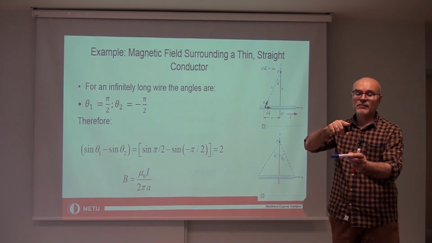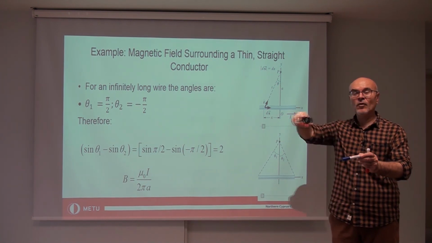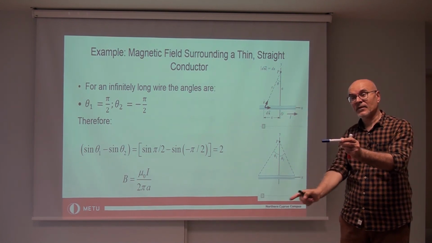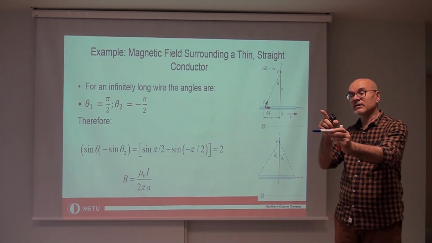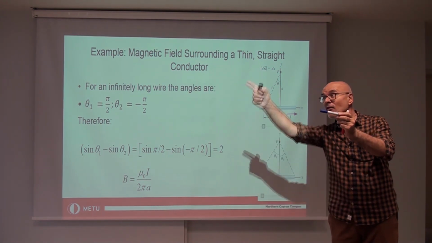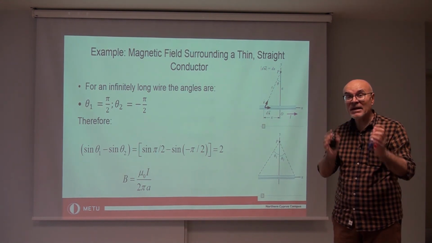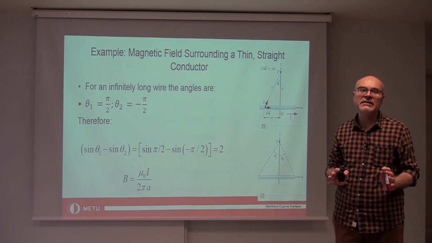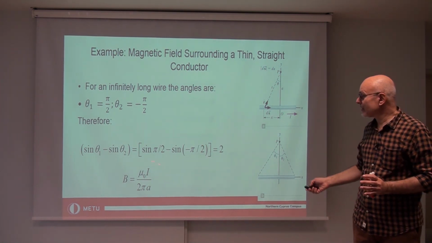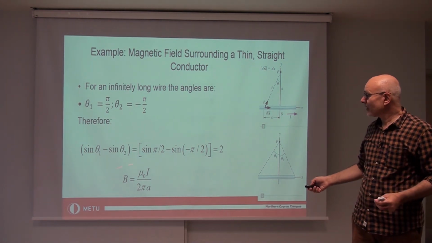So if you are at a given distance from the wire, move along the wire. At all points, you will feel the same magnitude of the magnetic field. Rotate. Go at any point. This point A here, it is here, it is here. As long as the distance is still A from the wire, the magnitude of the magnetic field will always be the same. This is what this means. So for an infinitely long wire, this is the expression.